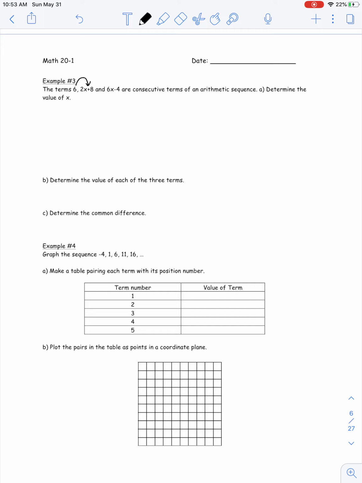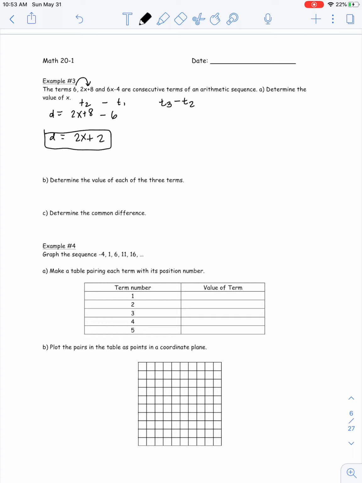We know that to go from term 1 to term 2, we would find the common difference. So the common difference would be 2x plus 8, which is term 2, subtract term 1. So we're subtracting 6 from that. So the common difference can be simplified as 2x plus 2. So as you can see, we have two unknowns, which means we need two equations. So there's one equation, but we need to create another one.